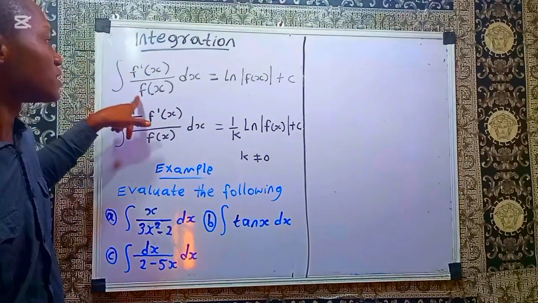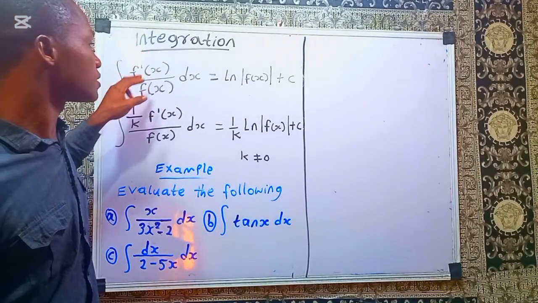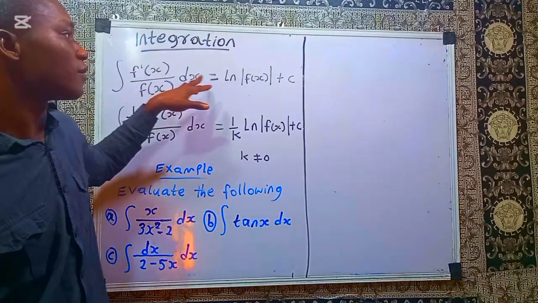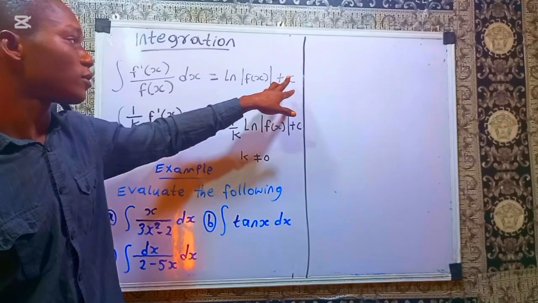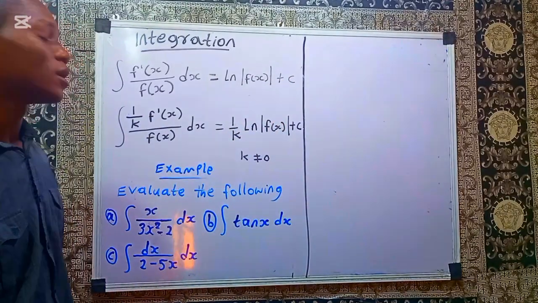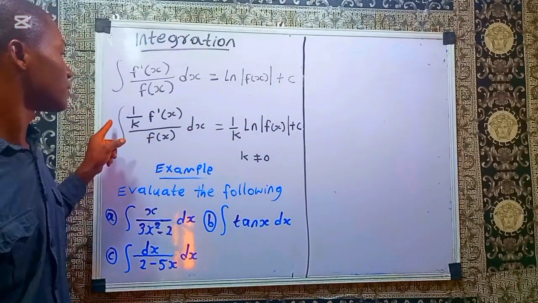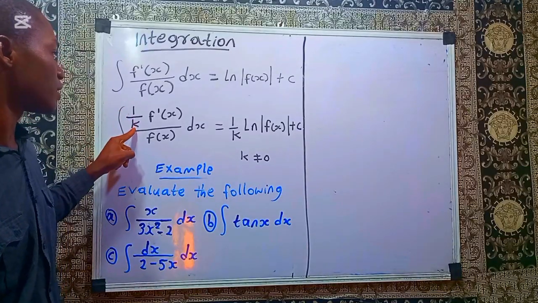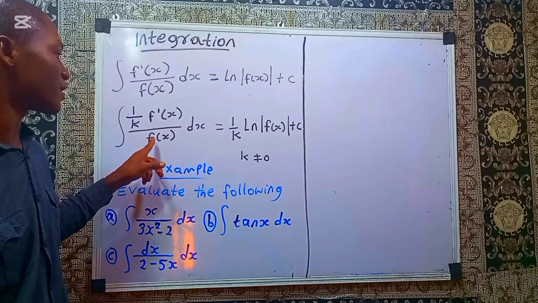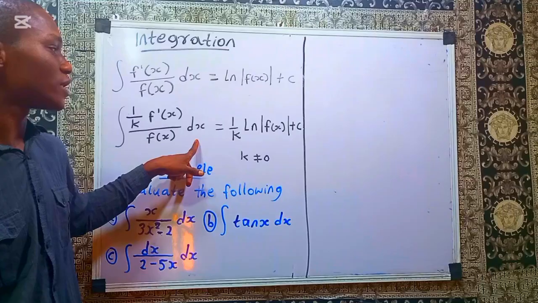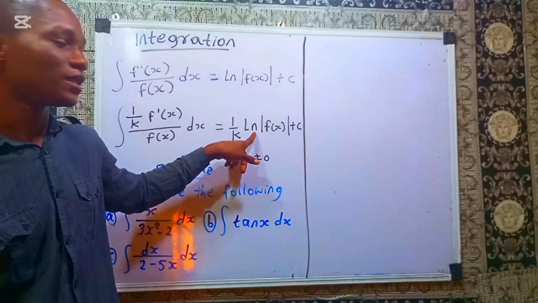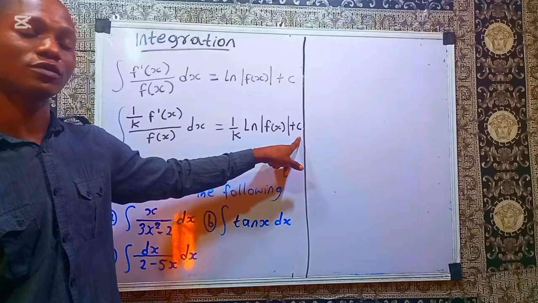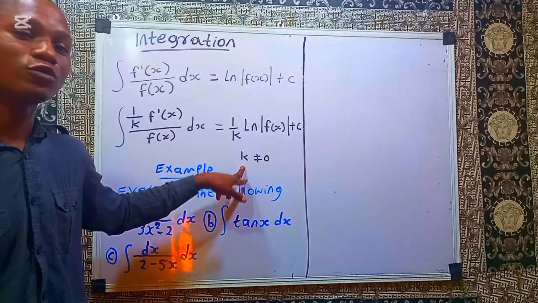The prime on f shows the derivative, so if you differentiate the denominator, you get the numerator. Then the result of this integration is the ln of the absolute value of the denominator plus the constant of integration c. The second one I wrote is the integral of 1 over k times f prime of x divided by f of x with respect to x. The result will be 1 over k multiplying ln of the absolute value of f of x plus c, where k should not be 0.